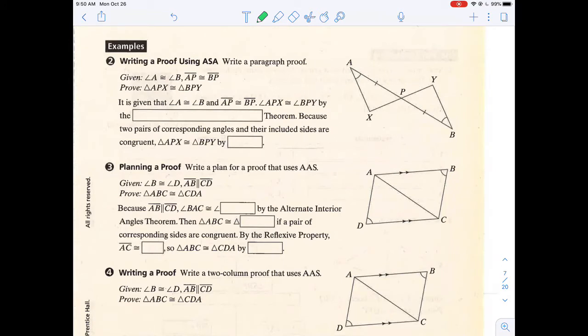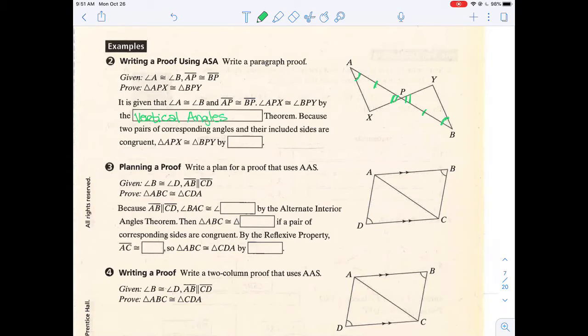Writing a proof using angle side angle. So they tell you angle A is congruent to angle B, and they mark it for you. They tell you that side AP is congruent to side PB. And we're trying to prove that the two triangles are congruent. So, given that angle A is congruent to angle B and side AP is congruent to side BP, we also know that angle APX, so this angle right here, is congruent to angle BPY on the other side by the vertical angles theorem, because they're across from each other on that X.